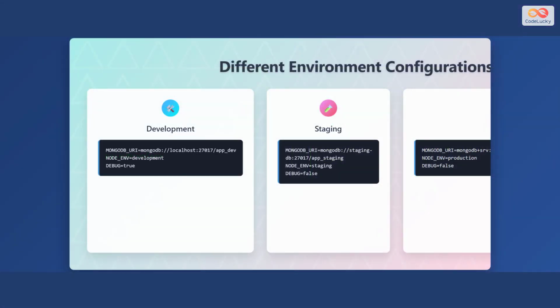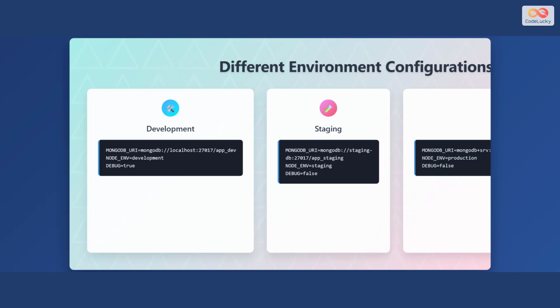It's common to have different configurations for different environments such as development, staging, and production. Let's look at the different environments. For the development environment, use a local MongoDB instance with debugging enabled. The code would be MONGODB_URI equals mongodb://localhost:27017/app_dev, NODE_ENV equals development, DEBUG equals true.